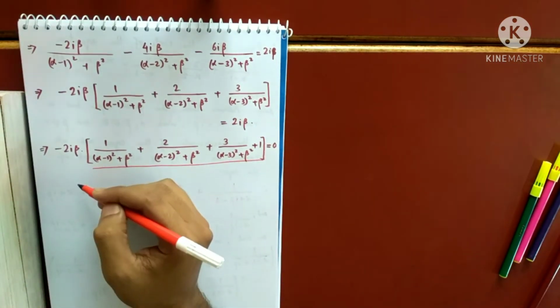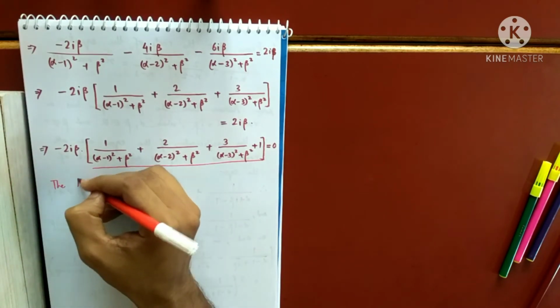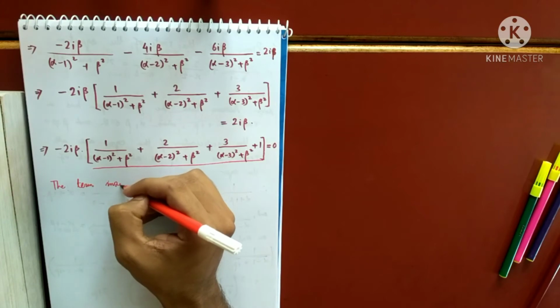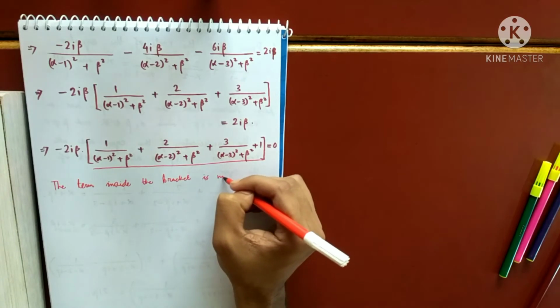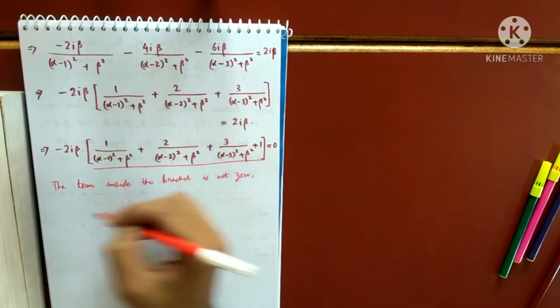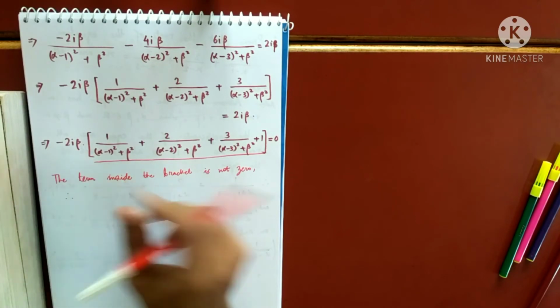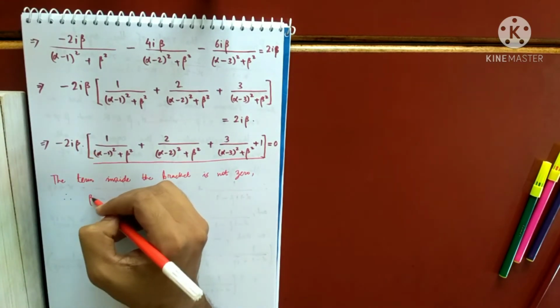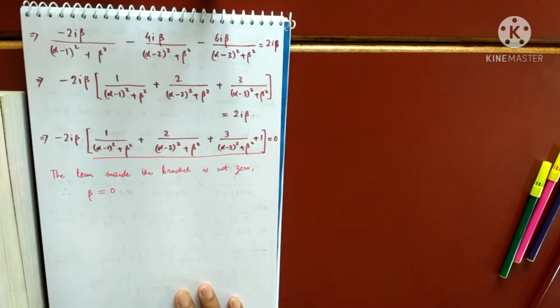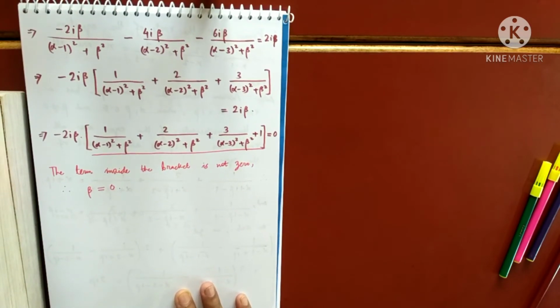So because this cannot be 0, the term inside the bracket is not 0. Therefore, this cannot be 0 and minus 2i cannot be 0. So the only possibility is beta equals 0. And you see, this is a contradiction, because I had assumed that beta cannot be 0. Because if beta is 0, that means it only has the real root. Okay, so beta is equal to 0.